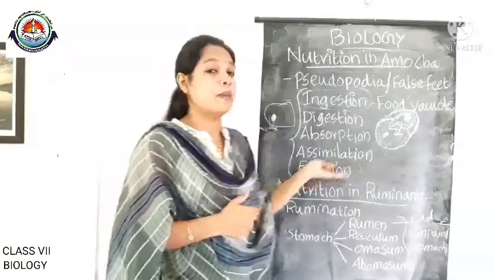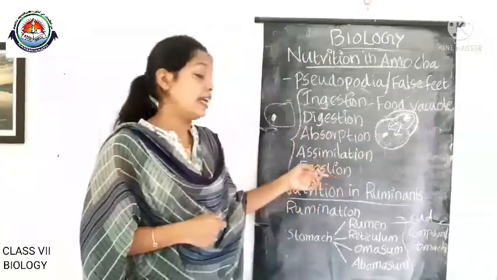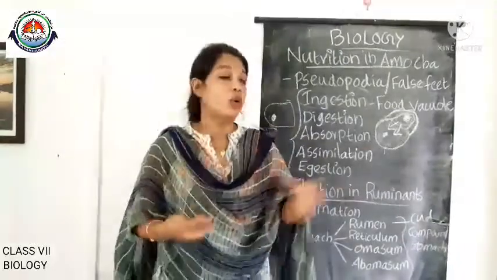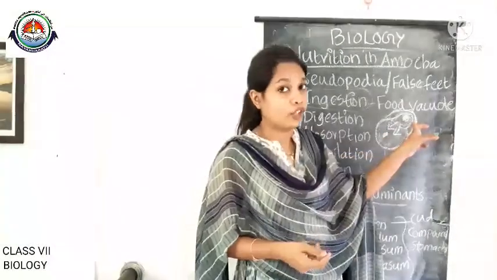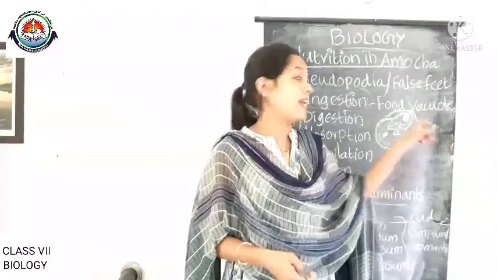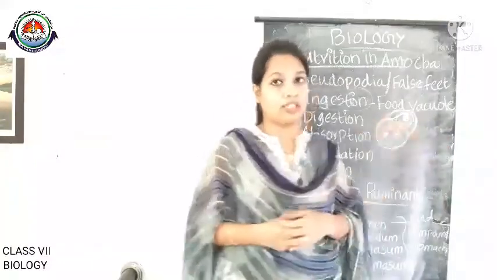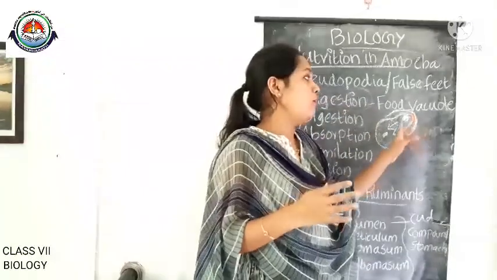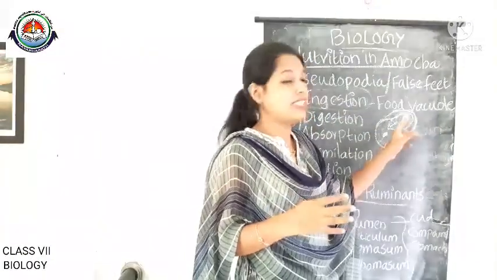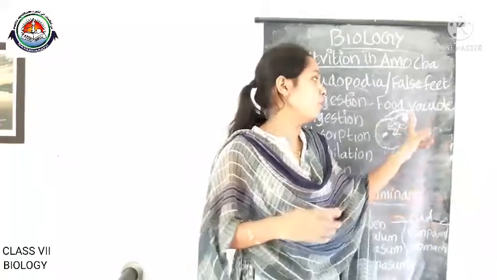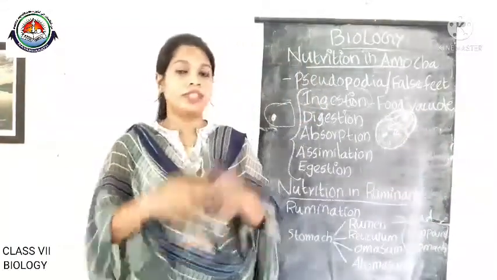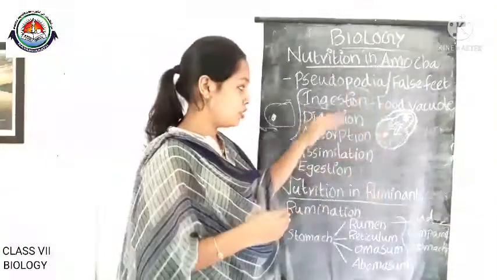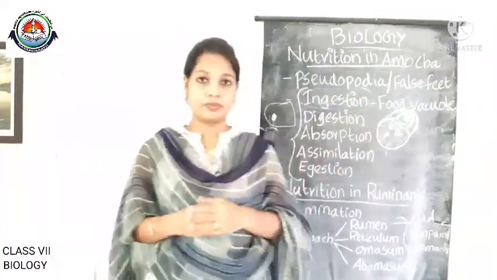And the final step in the nutrition of amoeba is egestion. The undigested food which is stored inside the food vacuole is eliminated by rupturing of the cell membrane. By the rupturing or breaking of the cell membrane, the undigested food is thrown away from the food vacuole. This is the nutrition process in amoeba. This includes the 5 different steps.